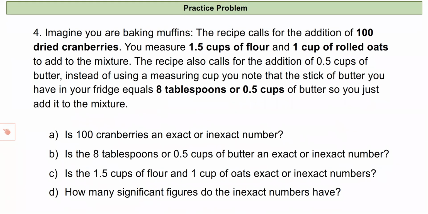So let's look at an example of this. I know this is a large block of text, but it's a word problem that's describing baking muffins. A recipe calls for 100 dried cranberries. You measure out 1.5 cups of flour and 1 cup of rolled oats and add it to the mixture. Now the recipe also calls for the addition of 0.5 cups of butter, but you don't use a measuring cup. Instead, you note that on the stick of butter you have in the fridge, 8 tablespoons equals 0.5 cups and equals 1 stick of butter. So you just add the whole stick to the mixture.